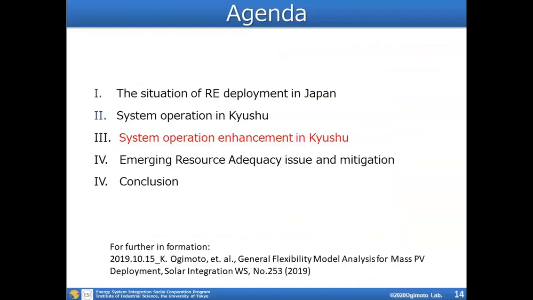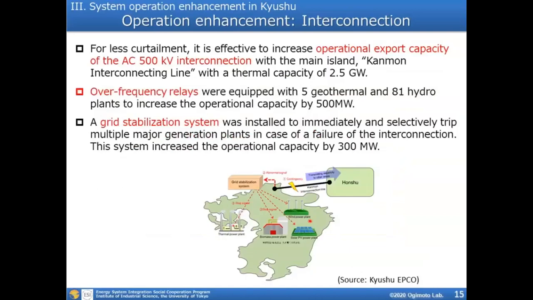Next one is system operation enhancement in Kyushu. For less curtailment, it is very effective to increase operational export capacity of AC500 interconnection with the main island. Overfrequency relays were equipped with 5 geothermal and 81 hydro plants to increase the operational capacity by 0.5 gigawatt.